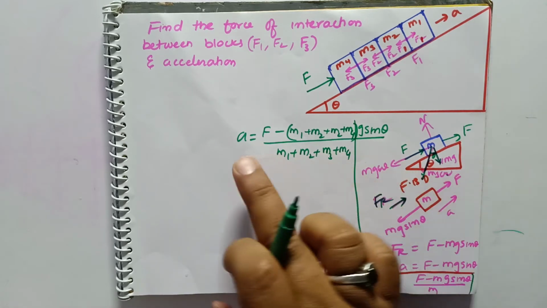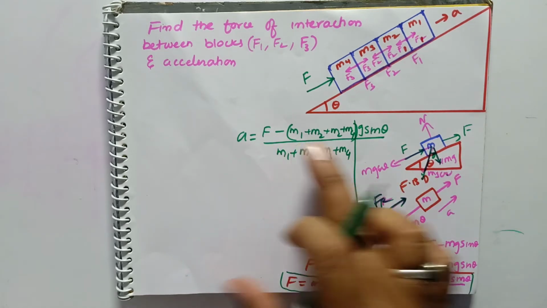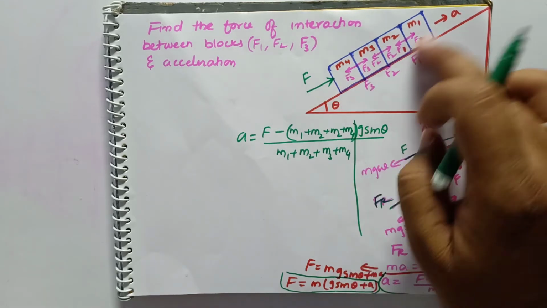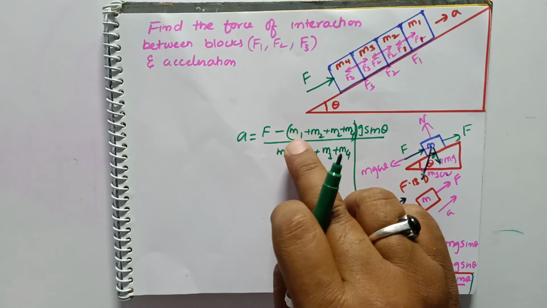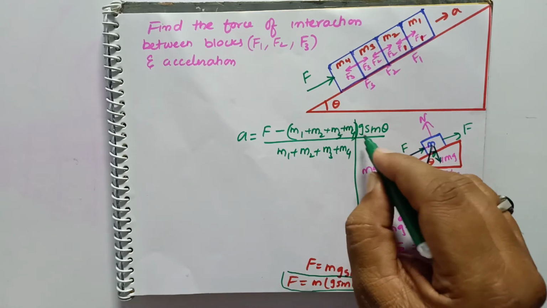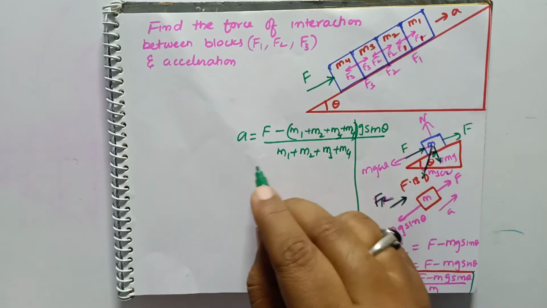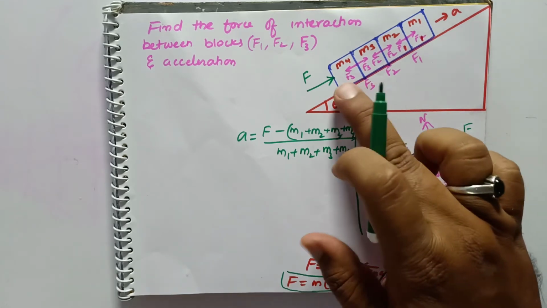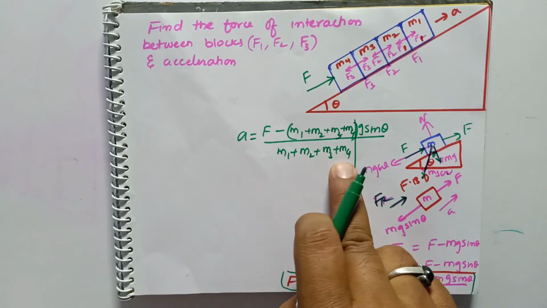So this is capital F minus, instead of a single m, since here we are taking a single body but here there are 4 blocks, you have to subtract m1 plus m2 plus m3 plus m4, into g sine theta, whole divided by the total mass. Here only a single mass is there, but here all 4 masses are there, so divide by that.